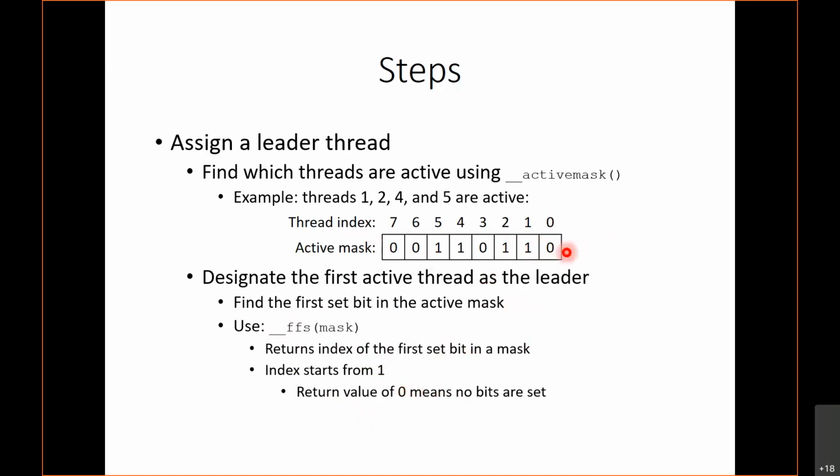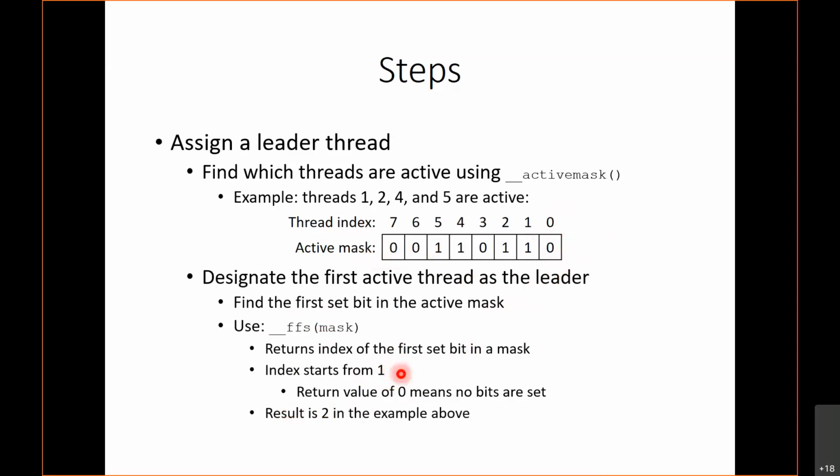Okay, so if none of the bits are set, it's going to return 0. And if bit 0 is set, it will return 1. If bit 1 is set, it will return 2, etc. So in this case, what will be my result when I call FFS on this active mask? It's going to be 2, because the first set bit is 1, so it will give me 2. So the indexing starts from 1.